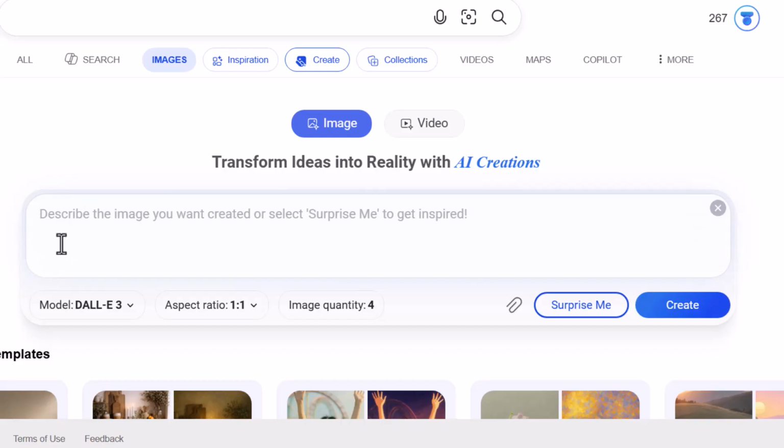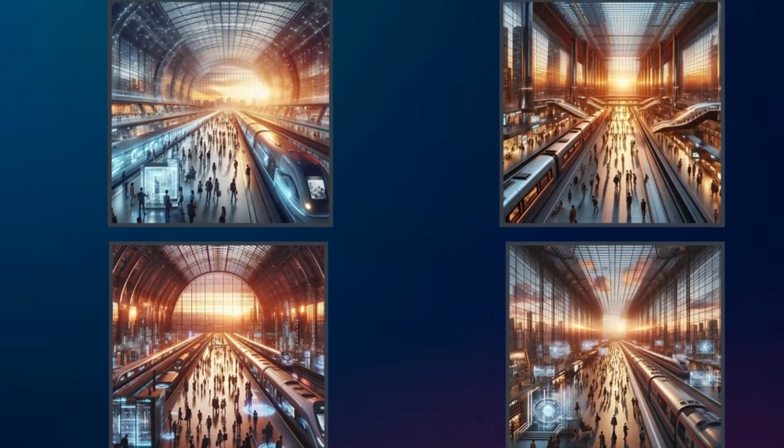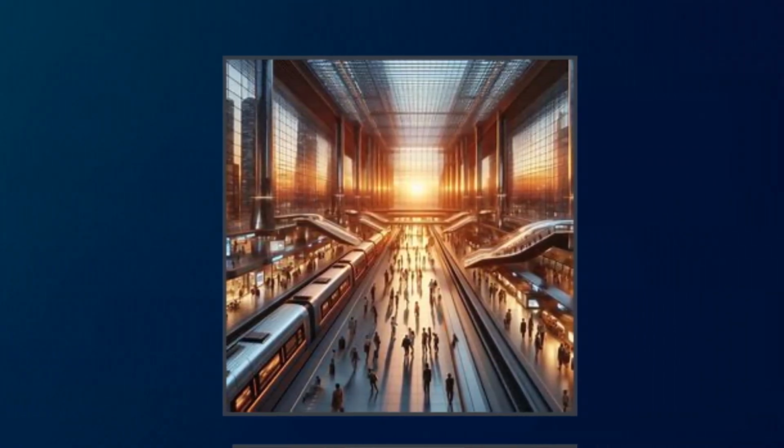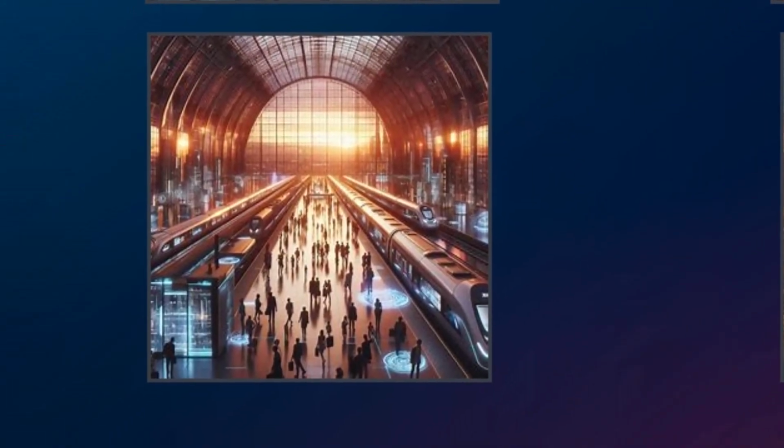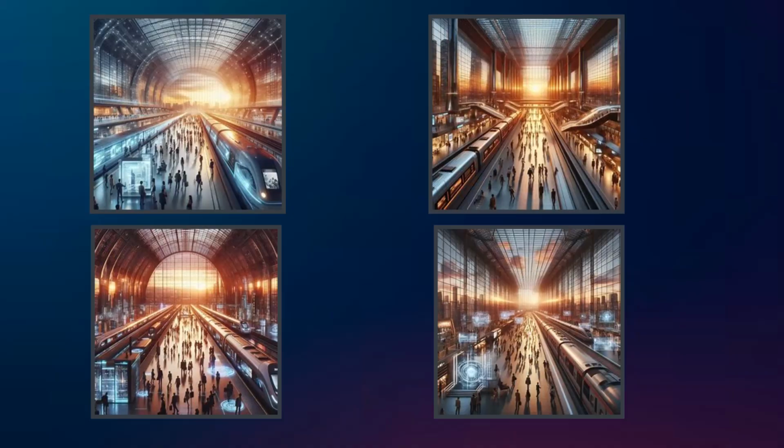I used this prompt: a futuristic train station with glass walls, sunset lighting, people walking with holographic devices, cinematic realism, ultra-detailed. When I generated this, I was honestly surprised by how good the lighting looked. The reflections on the glass, the warm sunset tones, everything looked very natural. The overall composition also matched the prompt very well.